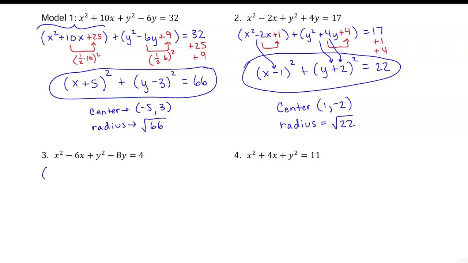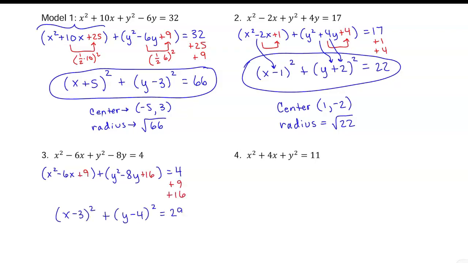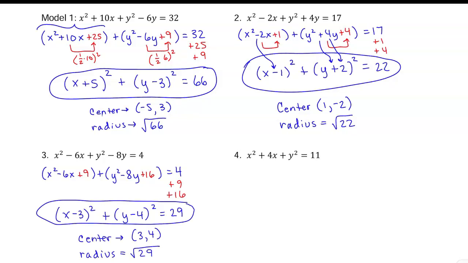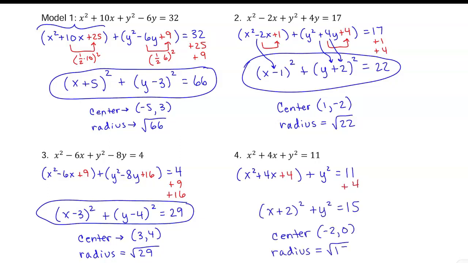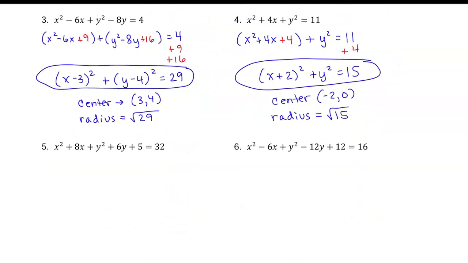Number 3. Number 4. Number 5. I'm going to subtract 5 to the right, which will give me 27 on the right.